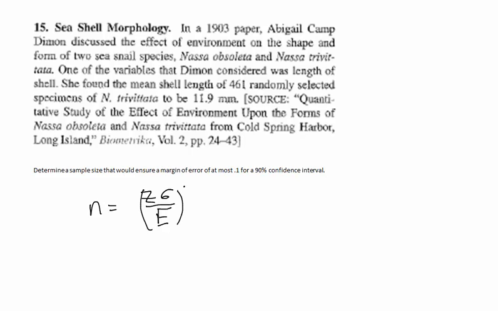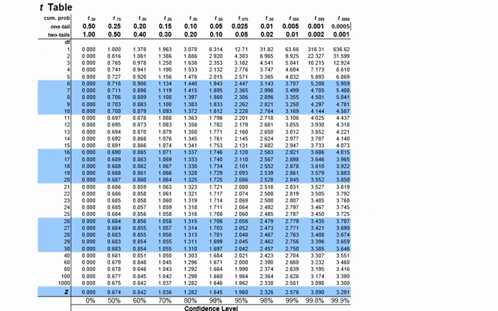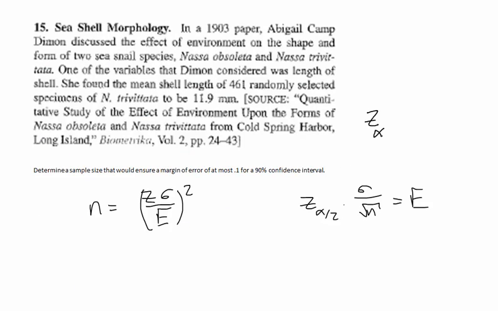And again, we could get this by having Z alpha over 2 times sigma over the square root of N is equal to E, and then solve for N after we plugged everything in. So in this case, they gave us sigma, and we know N. So the only thing that we need to look up is Z alpha over 2. And we're doing a 90% confidence interval. So we go to our table, 90% confidence interval, Z is 1.645. So Z alpha over 2 is equal to 1.645.